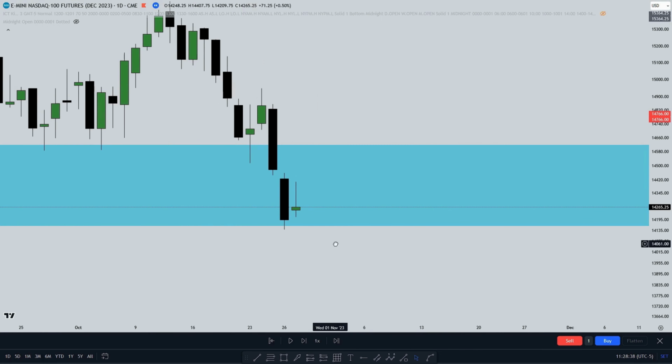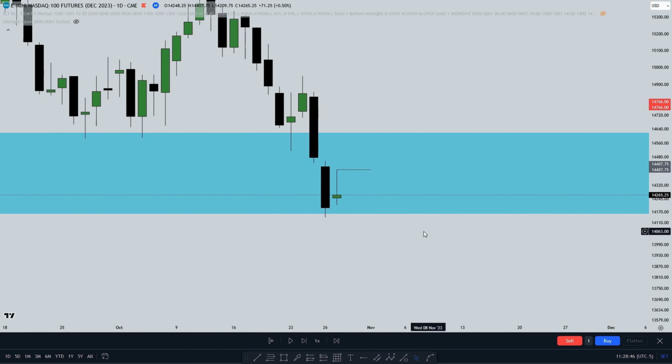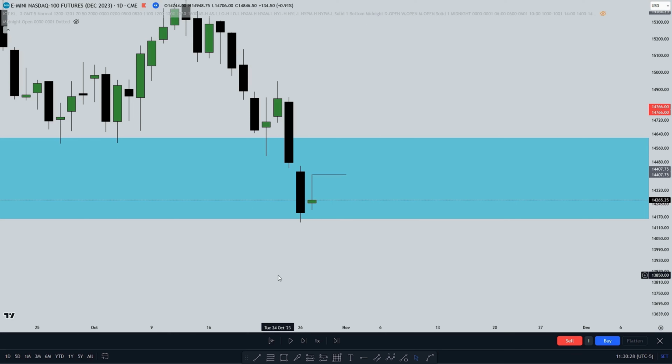So on the daily, we could anticipate price taking out recent day's high because we know we want to go higher on the weekly. So now we have a target on the daily, then we could go down into the 4-hour.